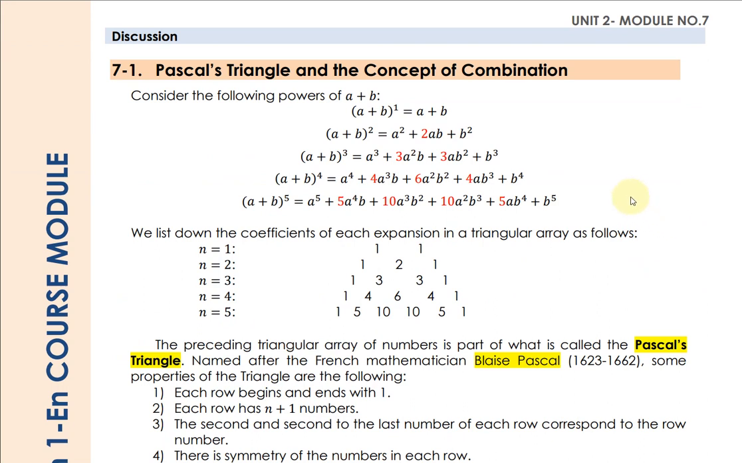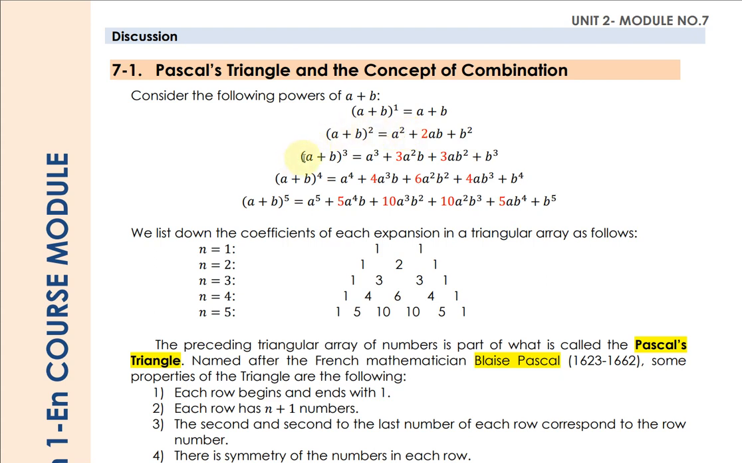So first is about the first method in expanding a plus b to the power of n, which is the Pascal's triangle. So consider the following powers of a plus b. We have a plus b to the power of 1. When you expand that, that is simply equal to a plus b. Then if you have a plus b to the power of 2, if you expand that, that is a squared plus 2ab plus b squared. Okay, we already know that.